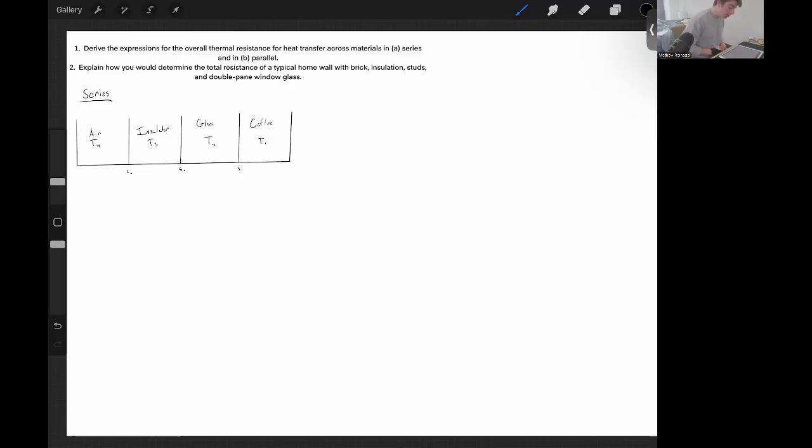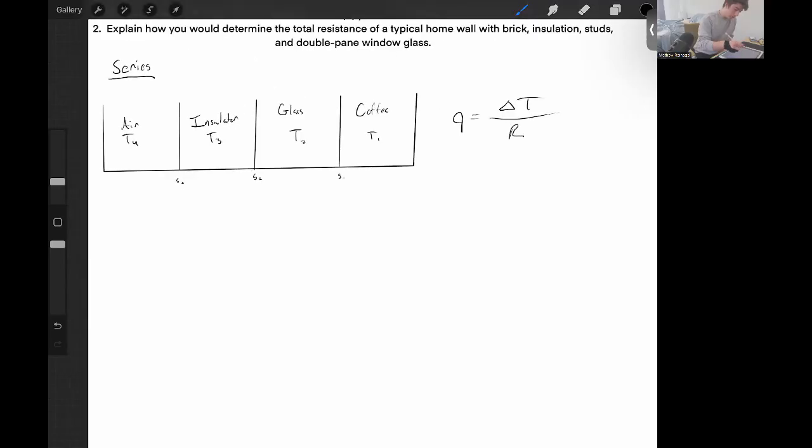One important thing to remember is the relationship between heat and resistance. We have our Q, our heat, which is equal to our change of temperature over our respective resistance. So what does this look like in math form? If we go through step by step, we're curious about all of the heat transfers in the system. So we're going to do Q equals, and we'll start with the coffee to glass. Heat transfer is moving this way, so we start with a change of temperature, which is T1 minus T2.